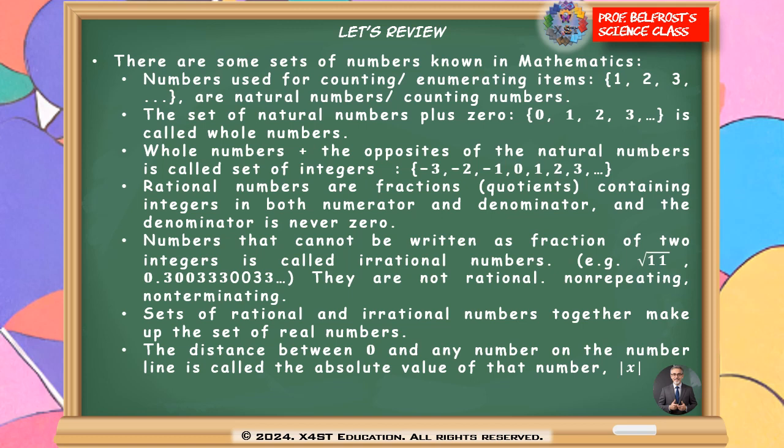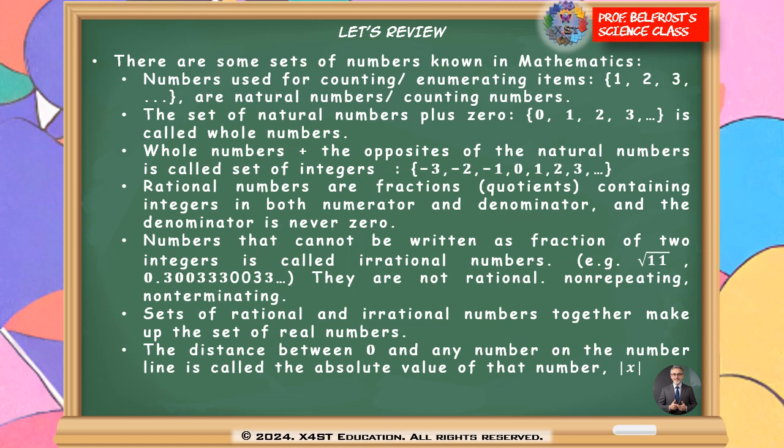Rational numbers are fractions or quotients containing integers in both numerator and denominator, and the denominator must never be zero, because if the denominator is zero, then the operation will be undefined. Okay. The next point is that numbers that cannot be written as a fraction of two integers are called irrational numbers, like the square root of 11, or 0.3003333003330, something that has an irregular pattern. So they are not repeating and non-terminating.